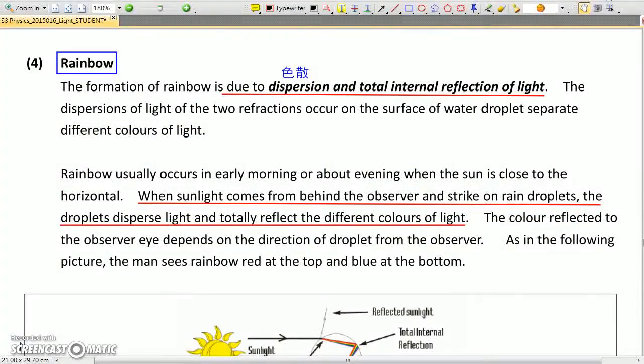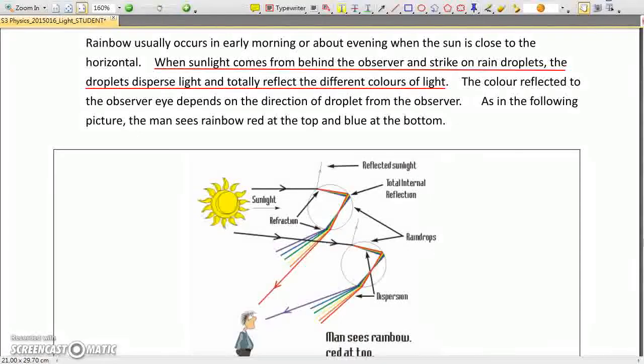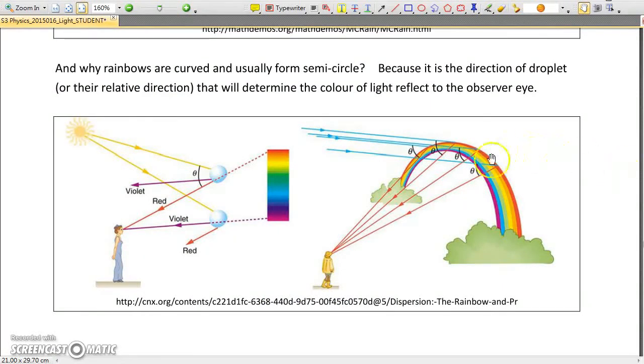The last application is called rainbow. Rainbow is produced by dispersion and total internal reflection of light. When sunlight from behind the observer goes into a rain droplet, the rain droplet disperses the light, which splits the light into different colors, and also reflects them by total internal reflection. When we stand still, different droplets will reflect different colors of light to our eyes, and so different colors appear at different angles, and that produces a rainbow like a semicircle.